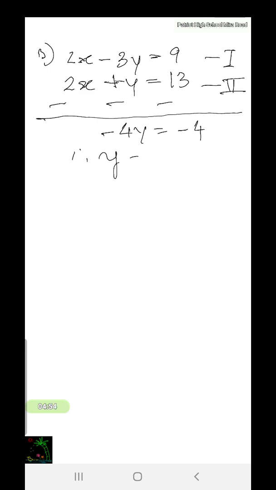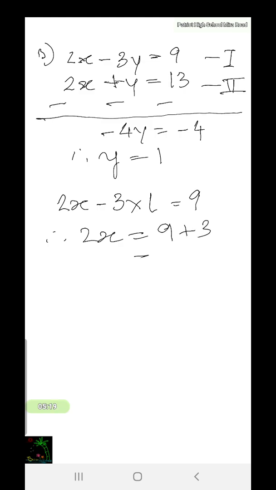Therefore, y is equal to 1. Substituting the value of y is equal to 1 in equation 1, we have 2x minus 3 into y, which is 1, is equal to 9. Therefore 2x is equal to 9 plus 3, which is 12. Therefore x is equal to 12 upon 2, which is 6. Therefore the solution is x is equal to 6, y is equal to 1.